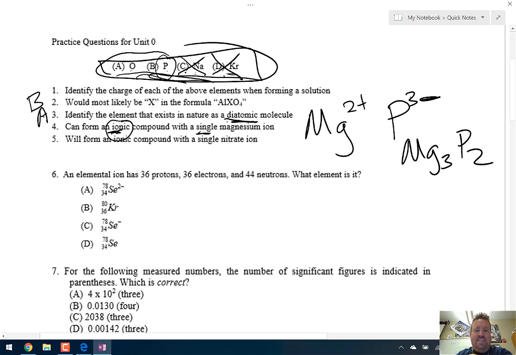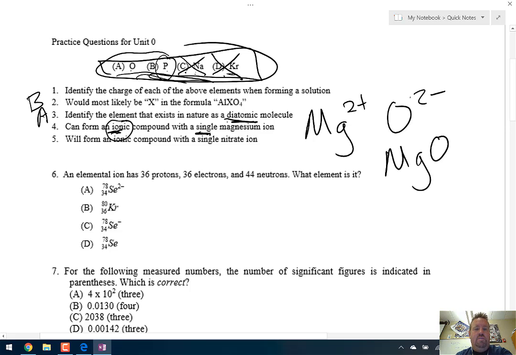Okay, but it says a single, that means one magnesium ion. That's not one magnesium ion, that's 3 magnesium ions. So phosphorus does not work. Now, why does oxygen work? Well, let's just look. If oxygen's -2, magnesium's +2, what's the formula going to be? Just MgO. And so I am forming an ionic compound with a single magnesium ion.